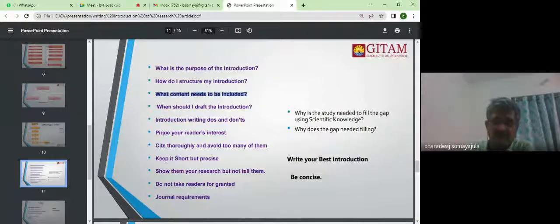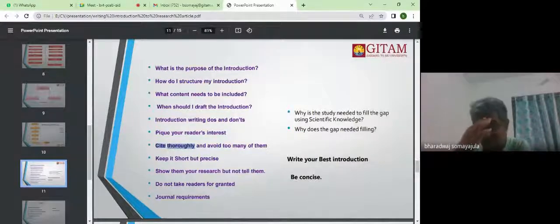Okay, and when I draft the introduction, I should also think what are the do's and don'ts. Remember your readers' interests, you should keep them in mind. You should think as a reviewer while writing any research paper. Can I write this? Cite thoroughly, because that gives validation to your research, but please avoid too many citations in one paper.